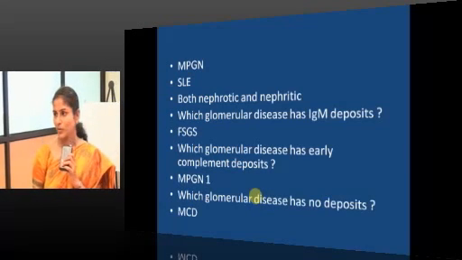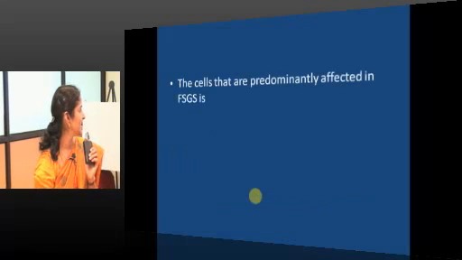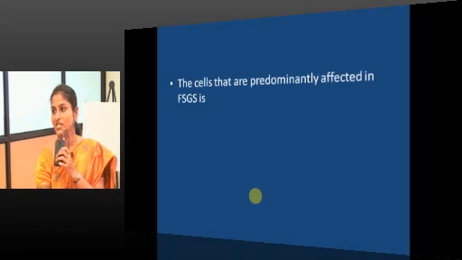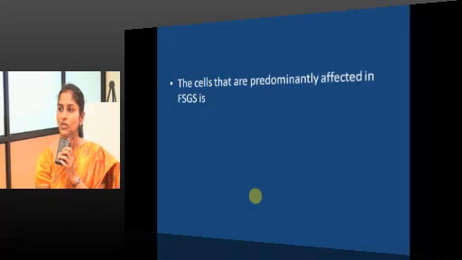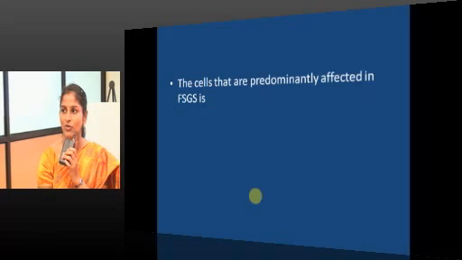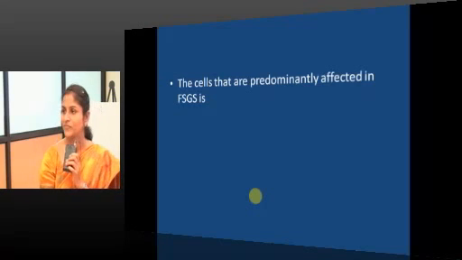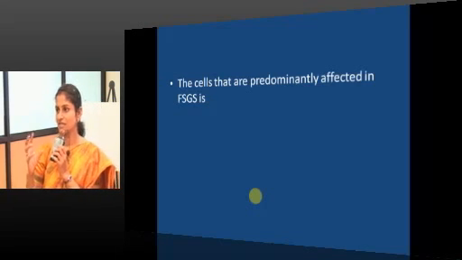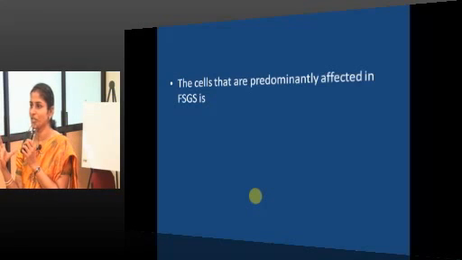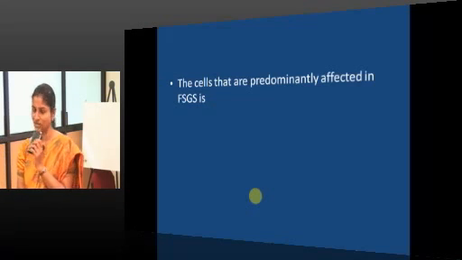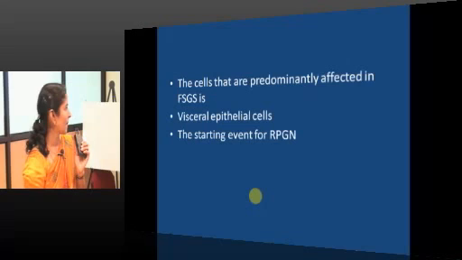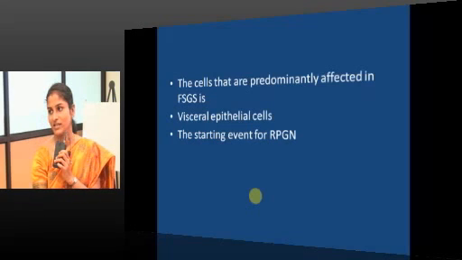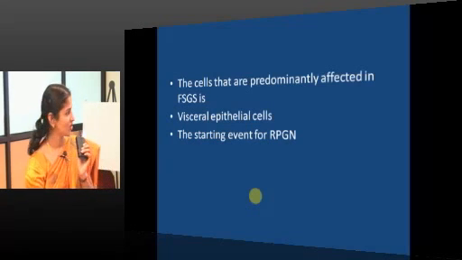Which glomerular disease has no deposits? It is minimal change. The cells that are predominantly affected in FSGS, focal segmental glomerulosclerosis, I am sorry. The cells which will show effacement, detachment, necrosis, hypertrophy, simplification, are the visceral epithelial cells. Okay. The starting event for RPGN? GBM rupture.